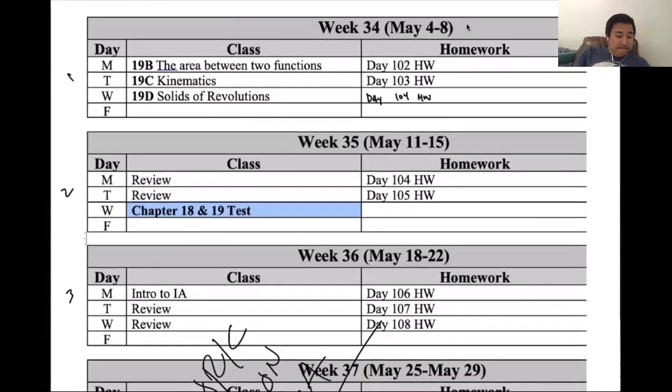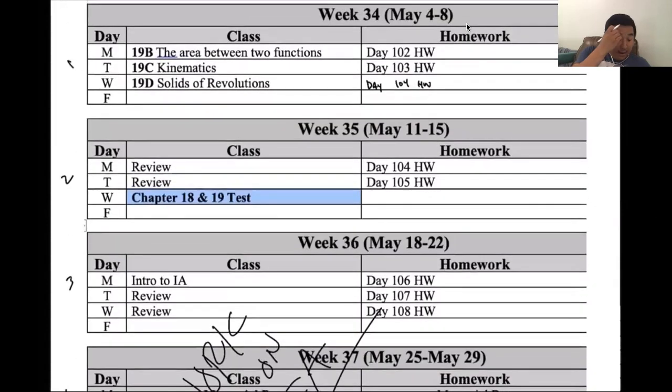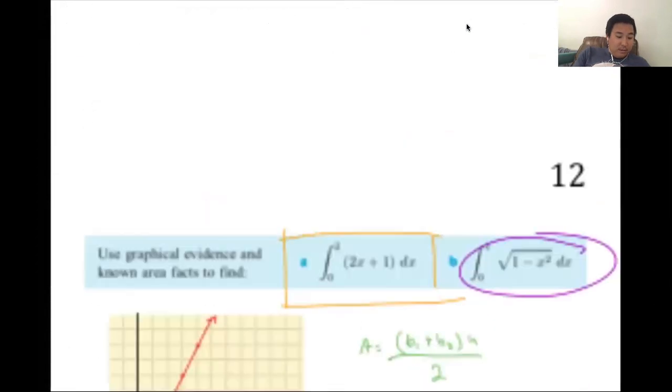So we're gonna be doing 19B, 19C, 19D. I may have to do 2 videos. We'll see what happens. I have about 45 minutes to do the videos.